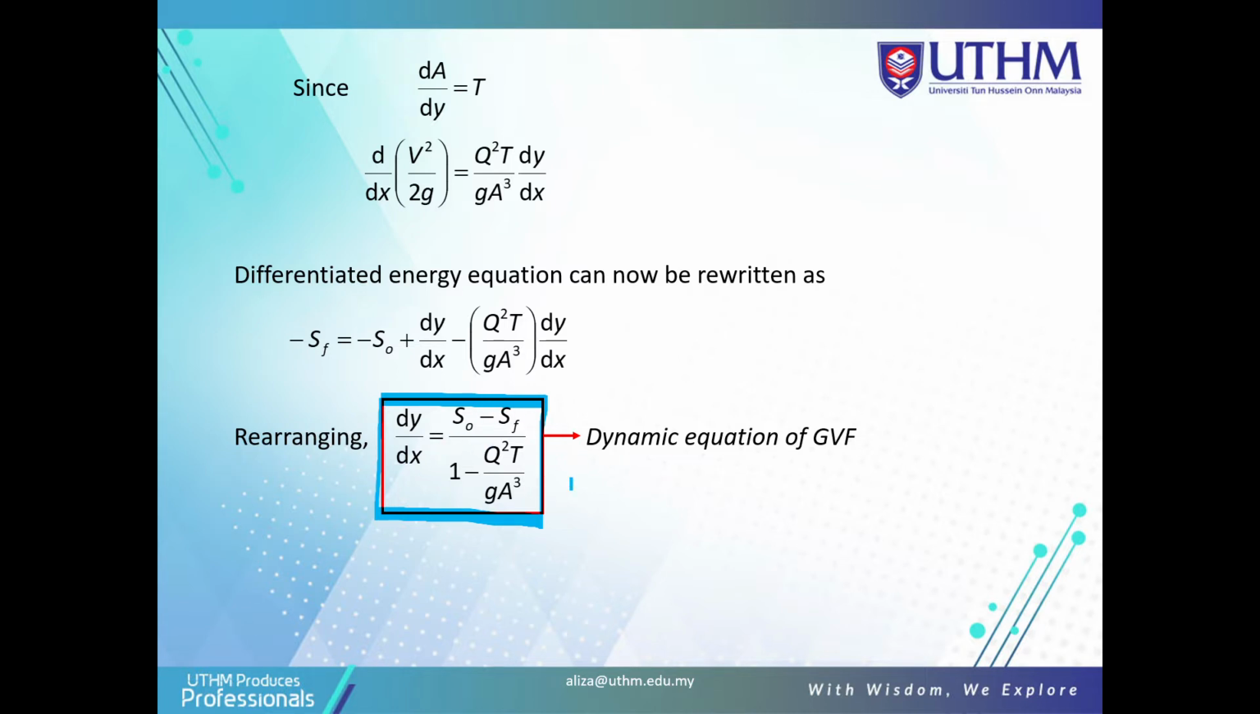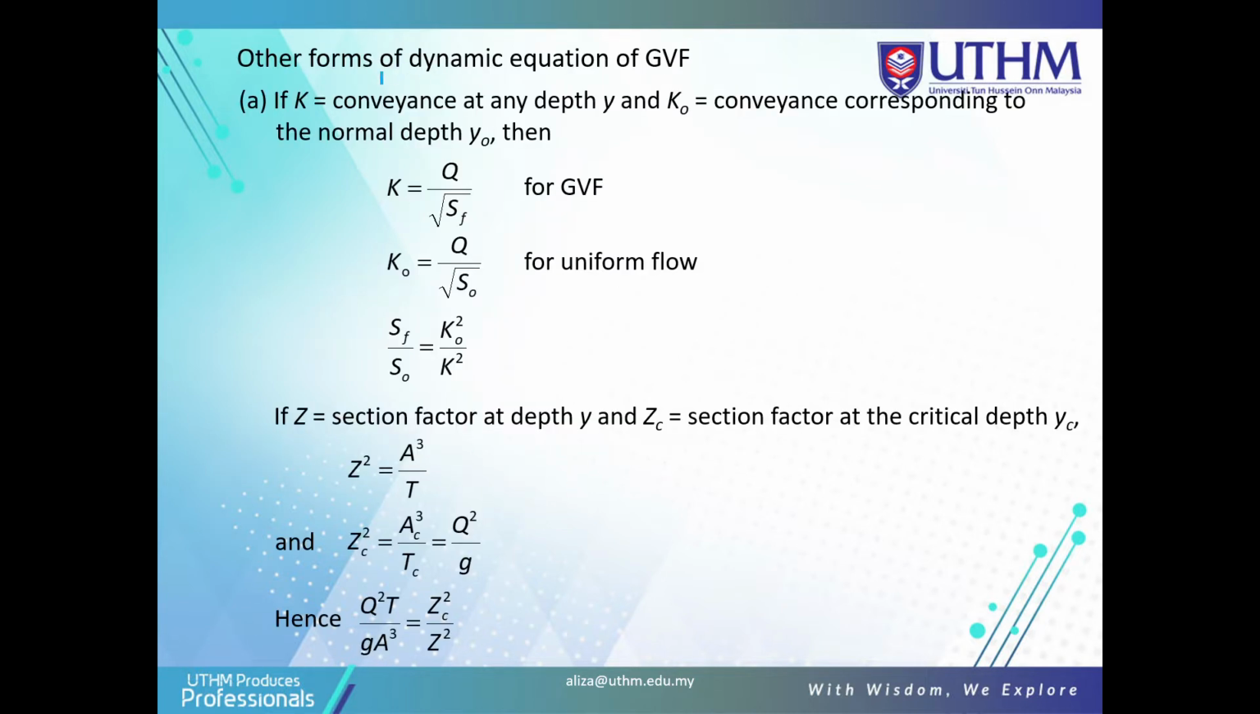Based on this concept, another form of the dynamic equation of GVF uses the conveyance K, which we have also learned in chapter 3. Here the conveyance is at any depth y, and K naught is the conveyance corresponding to the normal depth. So we use K for GVF. K naught is Q over root S naught, here for uniform flow.